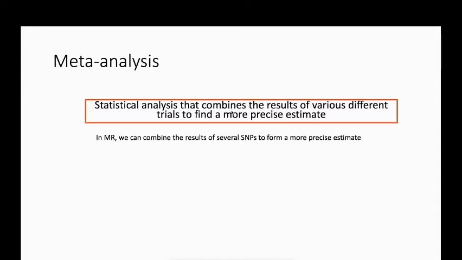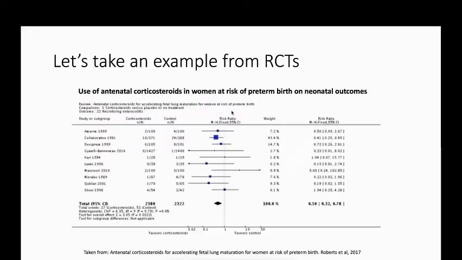There's a whole field of medical research in meta-analysis, and that is the statistical analysis that combines the results of various different trials to find a more precise estimate. So thinking about different randomized controlled trials, for example, we can combine these together if they're addressing similar research questions and have similar methods, to form a more precise estimate. Similarly, in Mendelian randomization, we can combine the results of several different SNPs to form a more precise estimate. This again increases the power of the methodology.